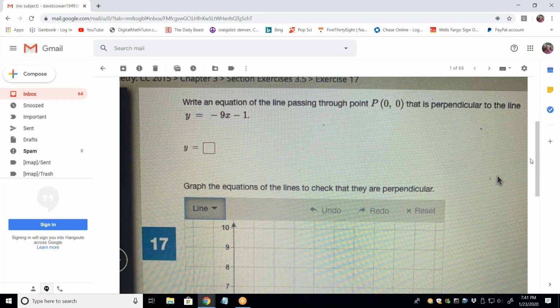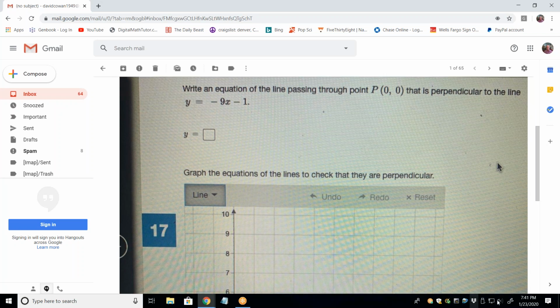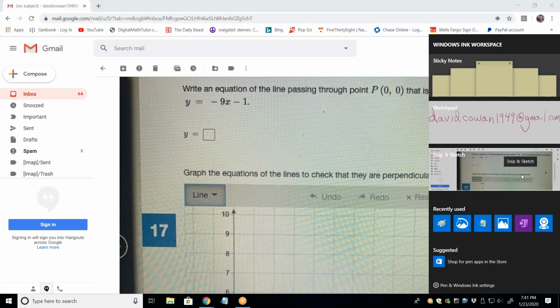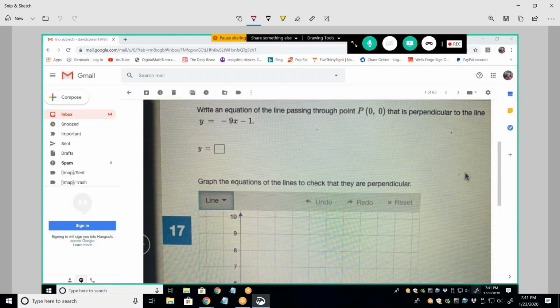Didn't I tell you perpendicular was coming up next? Okay, I don't think I even need to download this. I think we can work from this right here. Let me take a quick snapshot of it so that I can draw on it. Okay, y equals minus 9x minus 1.